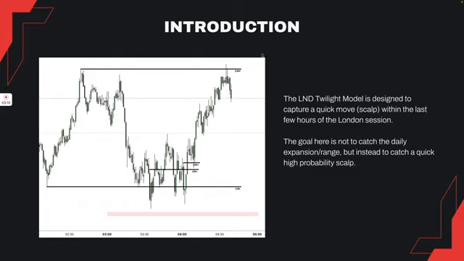In the image on the left, you can see a CRH candle range high and a CRL candle range low. The London session from 1 a.m. to 5 a.m. And the Twilight Zone is specifically drawn out here. In the next few slides, I will explain more.